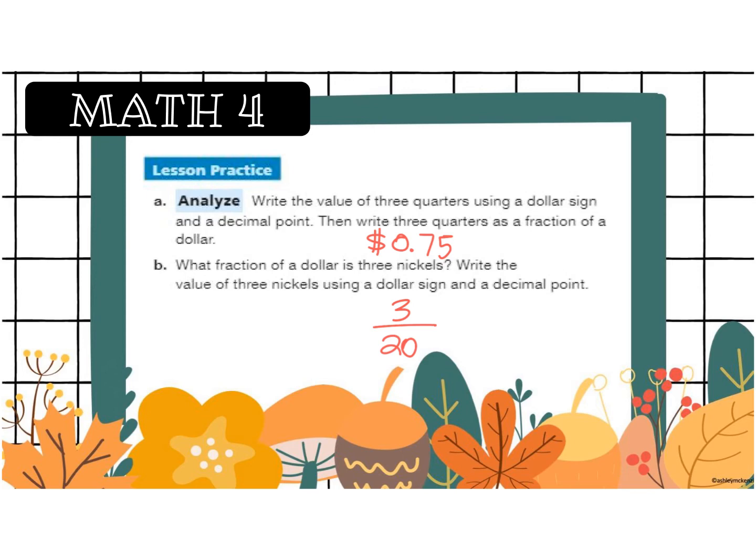Okay. Now, how do I write that using a dollar sign and a decimal point? What's that look like? You do dollar sign, 0, how much is 3 nickels? 15. Right, 15 cents. Good.